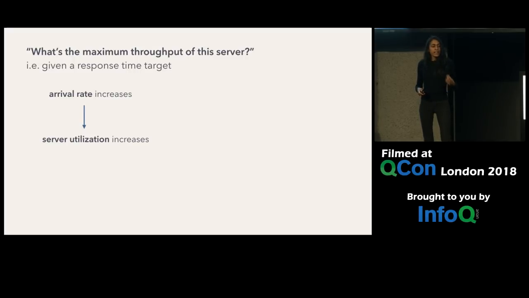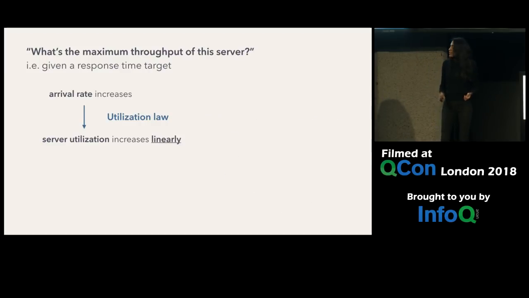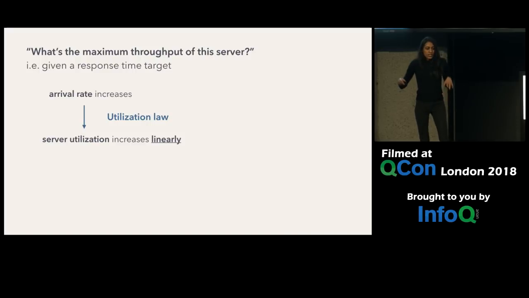But our question is, how does the utilization increase with arrival rate? And queuing theory has a formula called the Utilization Law, which tells us that the utilization is equal to the arrival rate of requests times the service time. If you think about it for a second, it makes sense. And since we're assuming service time is constant, what this means is that the utilization arrival rate graph is linear. It's a line.